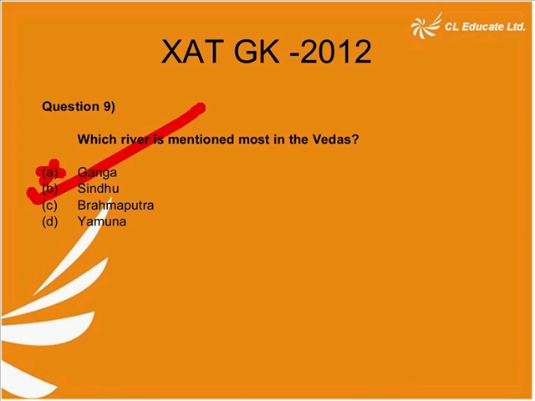Then Yamuna, of course, is a tributary of Ganga. Now, Ganga is not the answer. Sindhu is the answer. Sindhu is the name of which river?